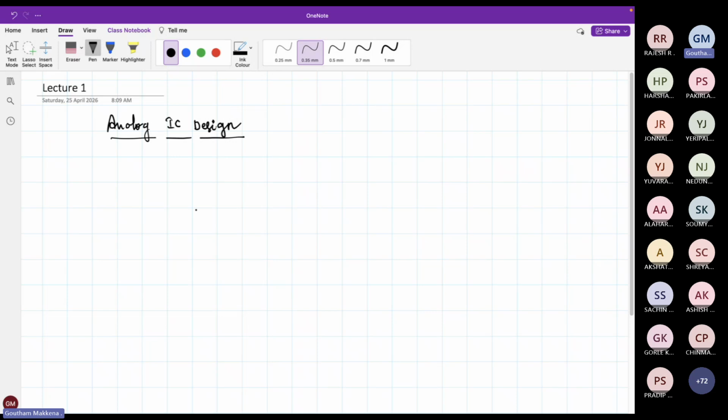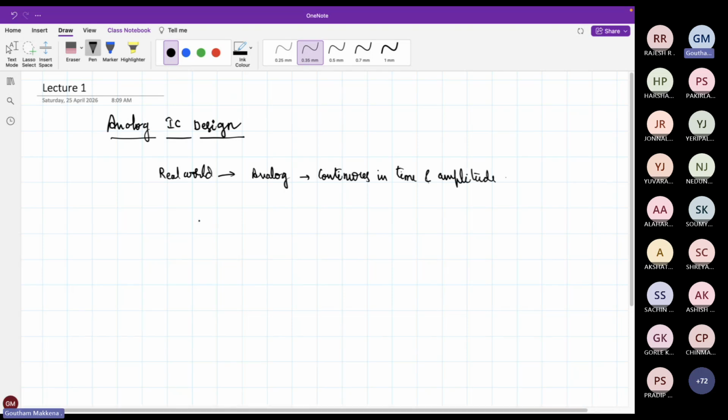Whatever real world signals you find are completely analog in nature. The text that I'm speaking, the voice that is coming out, and if you take any real-time signal and try to plot it, everything is analog. When I say analog, I can also say that it is continuous in time and amplitude. The typical examples are the sensor readings. All are continuous time and continuous amplitude.